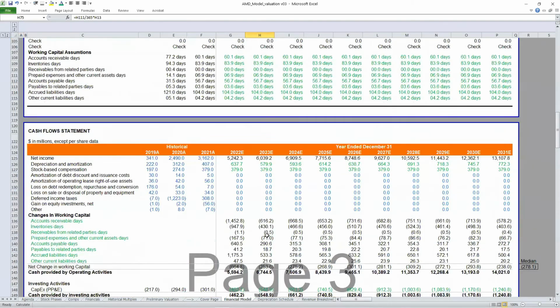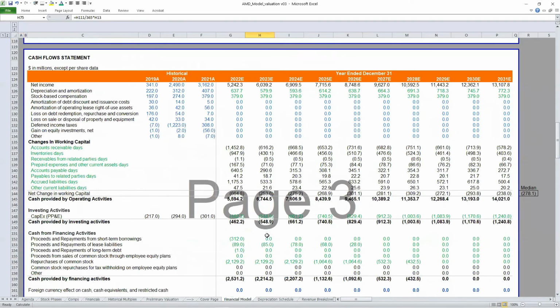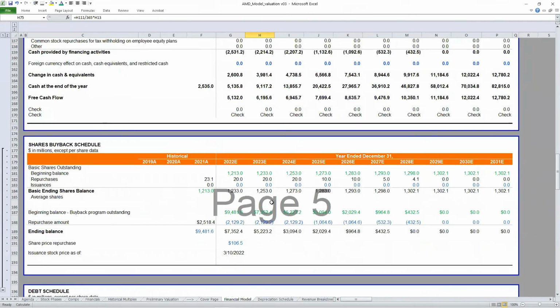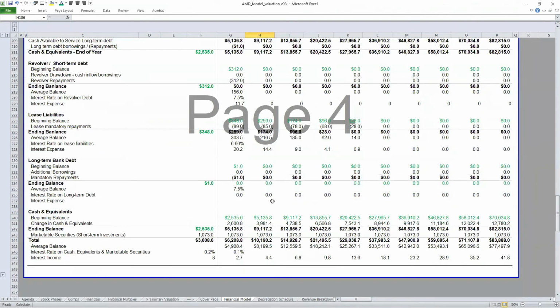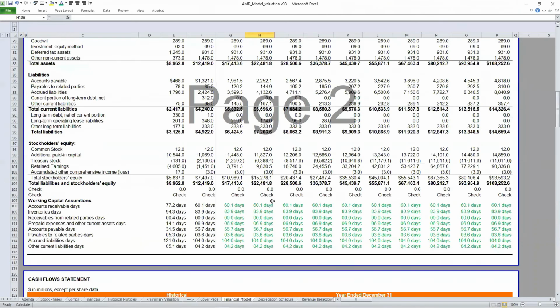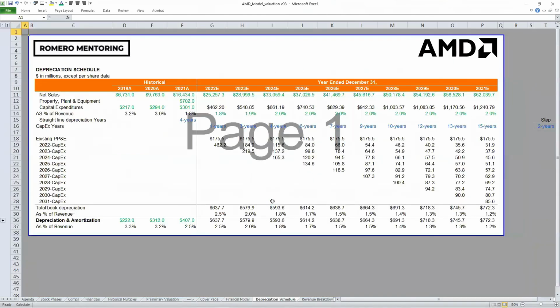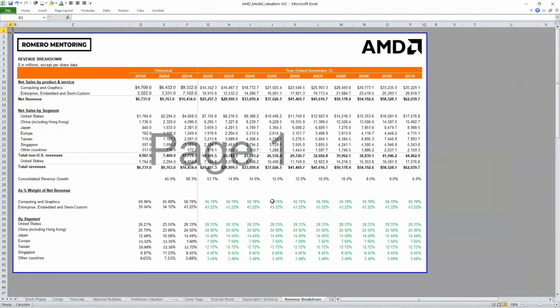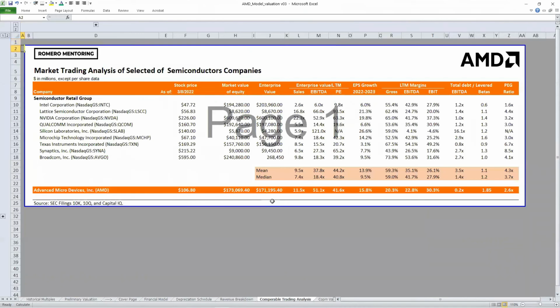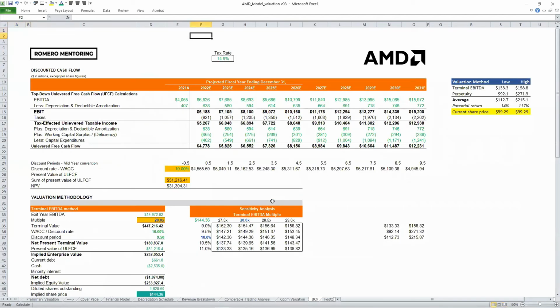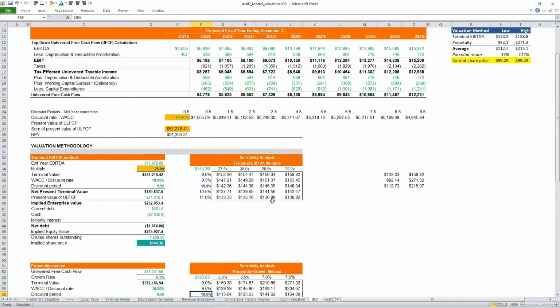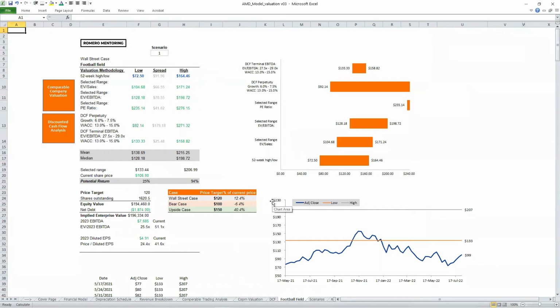This is done by one of our analysts in our analyst prep program, who put this entire model together after completing all of the training. So this is what a full-blown model would look like. Here's the depreciation schedule. Here's the revenue breakdown. Here's the comparable company analysis that they perform. Here is their trading valuation range. Here is their discounted cash flow analysis. And ultimately their football field.